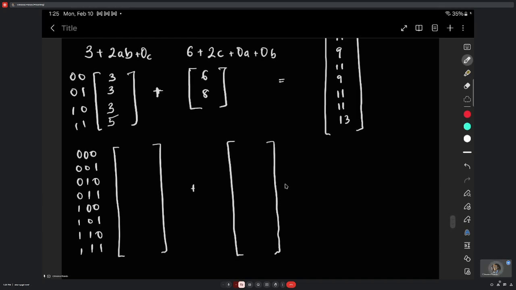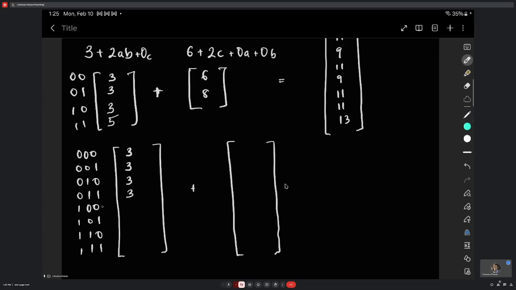So once you expand this guy, and we added C, right? What is it going to look like? What are we going to have for 0, 0, 0? 3, right? 0, 0, 1, 3, good. 0, 1, 0, 3. 0, 1, 1.